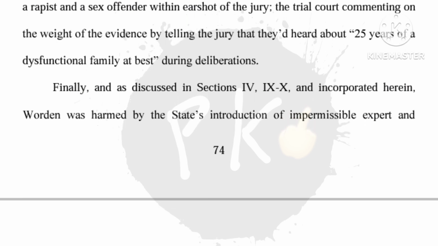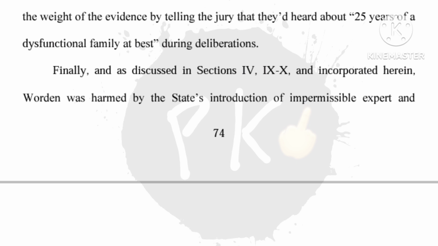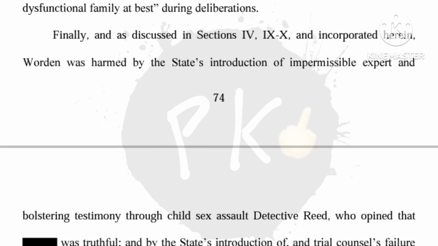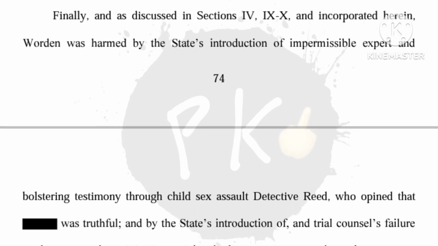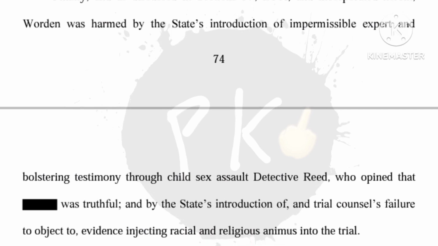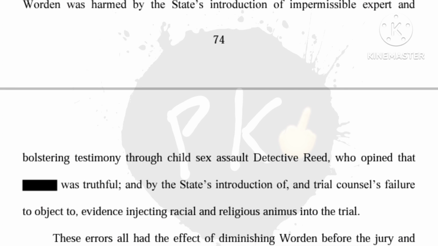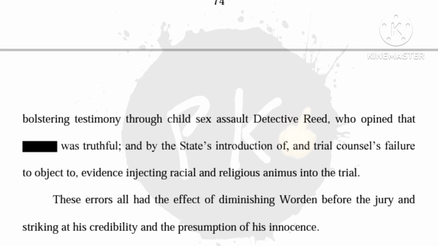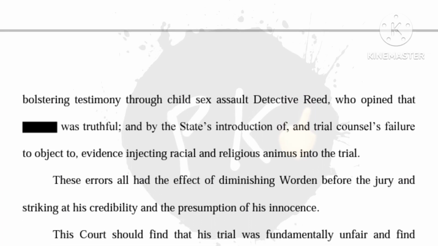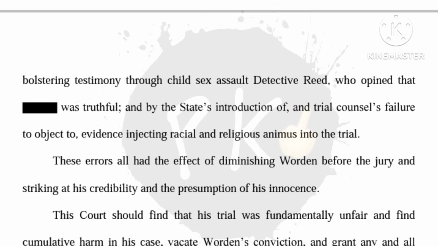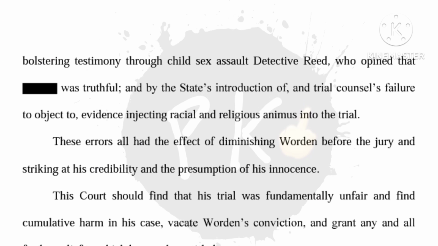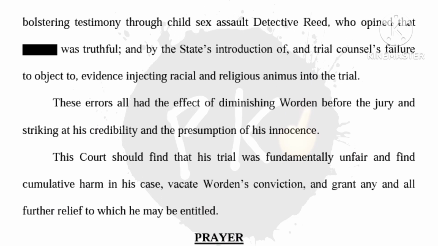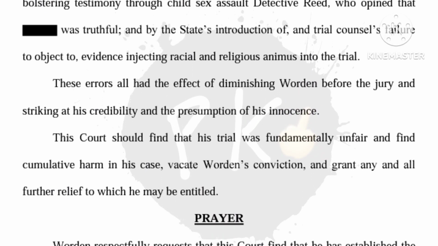Finally, and as discussed in sections 4, 9 to 10, and incorporated herein, Warden was harmed by the state's introduction of impermissible expert and bolstering testimony through child sex assault Detective Reed, who opined that BW was truthful, and by the state's introduction of and trial counsel's failure to object to evidence injecting racial and religious animus into the trial. These errors all had the effect of diminishing Warden before the jury and striking at his credibility and the presumption of his innocence. This court should find that his trial was fundamentally unfair and find cumulative harm in his case, vacate Warden's conviction, and grant any and all further relief to which he may be entitled.